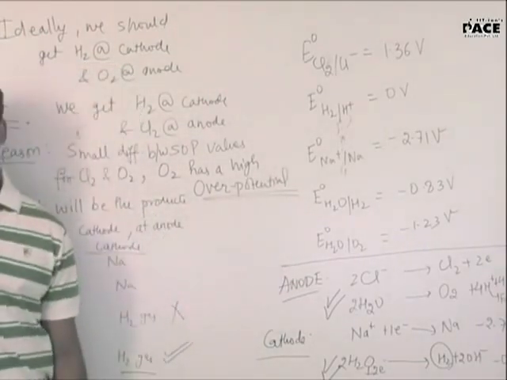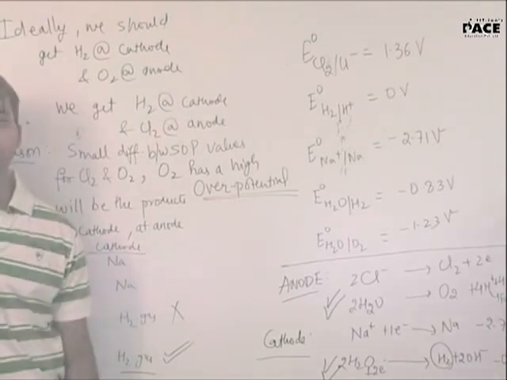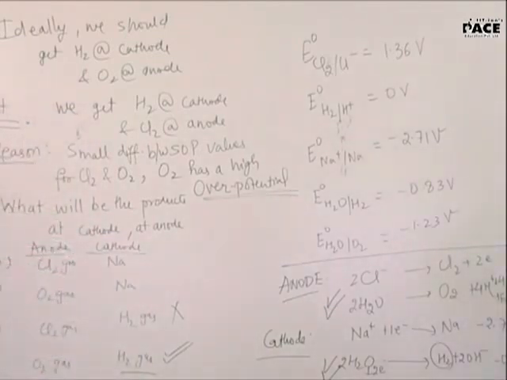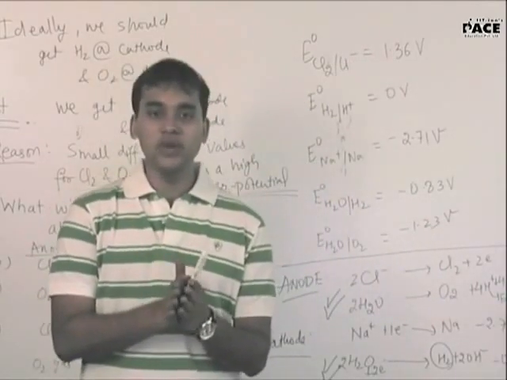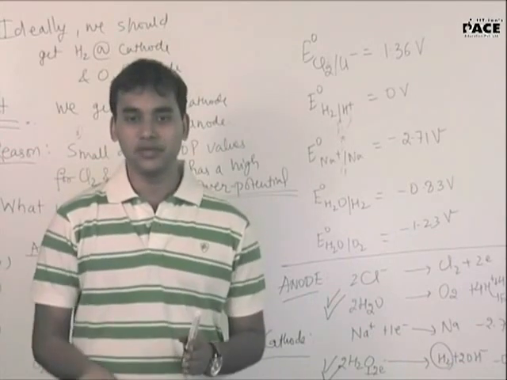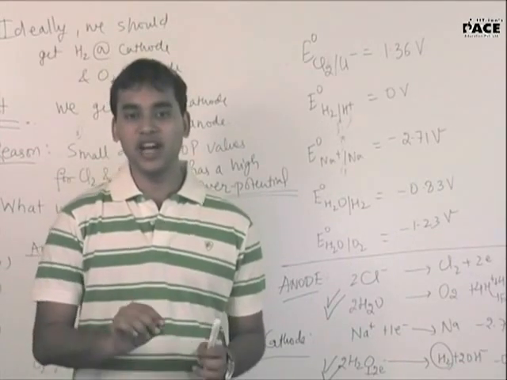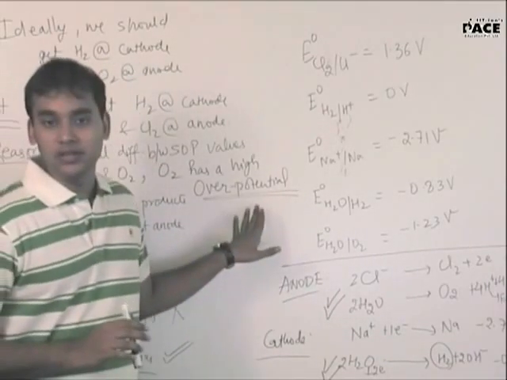What is overpotential? Anybody has any idea about overpotential? See, what does it imply? If I am expecting an electrode potential to be say 10, I have to apply more than 10. Or there is something extra which is coming out because of the kinetic factor.